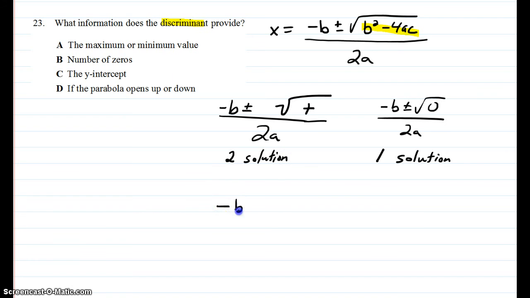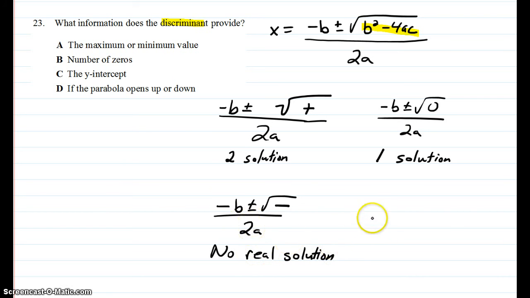And now if I have a discriminant that's negative, back in algebra we would say no solutions. Well, now in algebra 2 we say no real solutions, because we know we can have an imaginary solution, but we say no real solution.